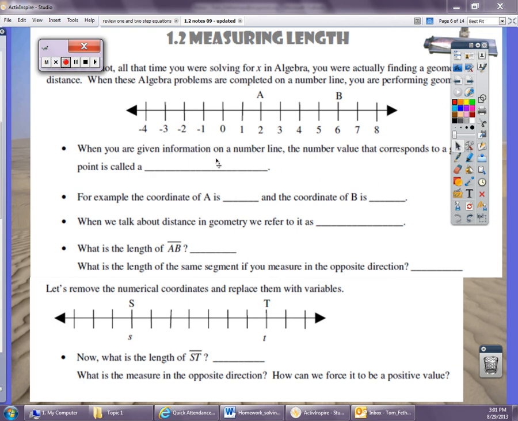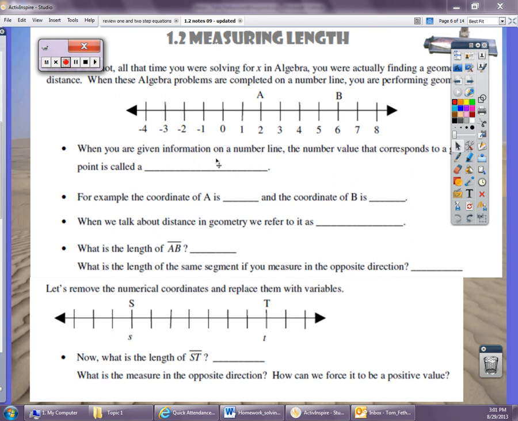Alright, note number 1.2, measuring length. Believe it or not, all the time you're solving for x in algebra, you're actually finding a geometric distance. So when these algebra problems are completed on a number line, you are performing geometry. So that's what we're going to be talking about with measuring length.